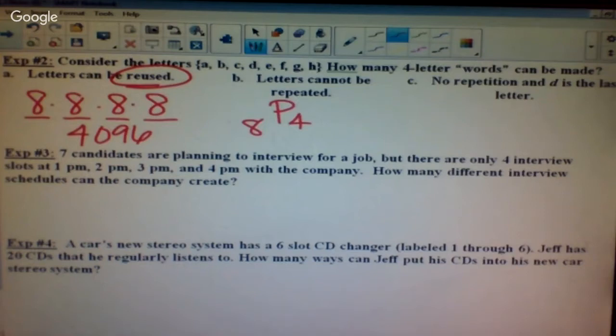Okay, no repetition, and D is the last letter. Yes, ma'am. Did you get a hold of Dakota? I might be able to. Please call me. Okay. Thanks.